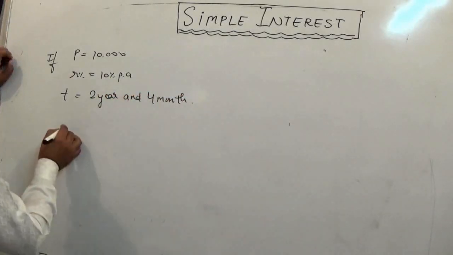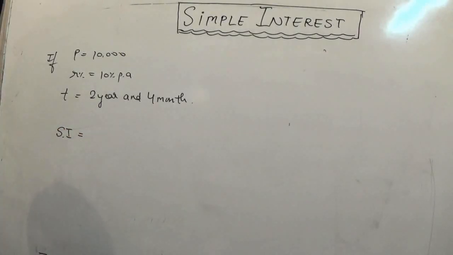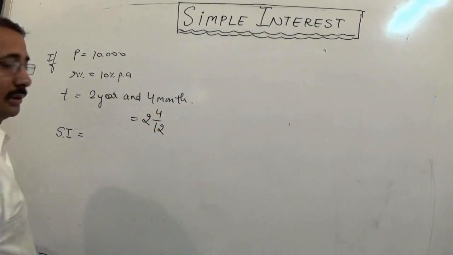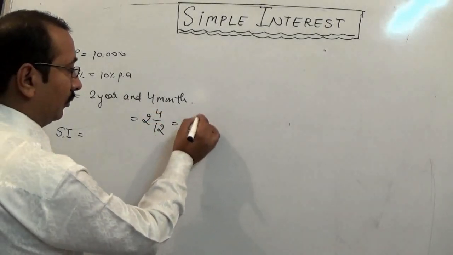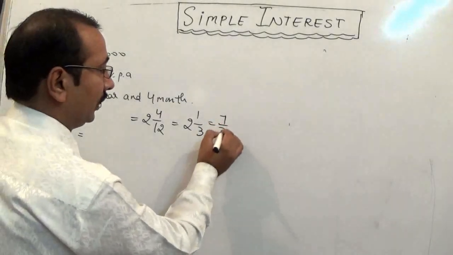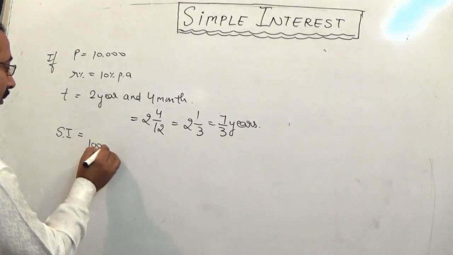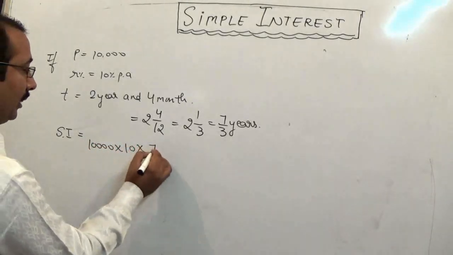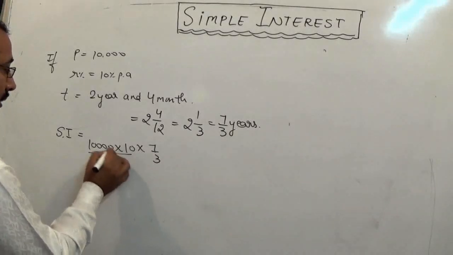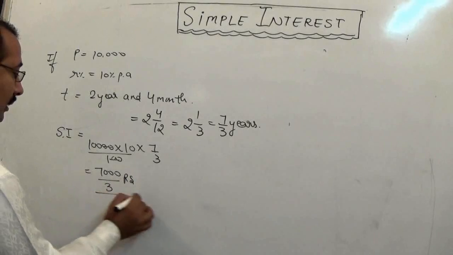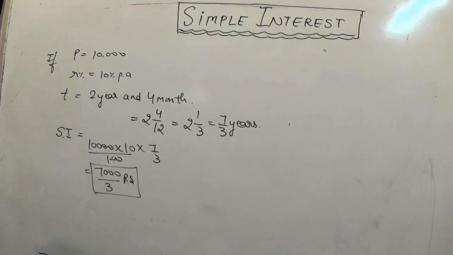So I know that to apply the concept of simple interest, I first have to convert this time into years. I know that 12 months make a year, so 4 months would be taken as 4 upon 12. Now this is converted into years, so that would be 2 and 1 by 3, or I can say 7 upon 3 years. I have to find the simple interest. This would be taken as principal into rate into time upon 100. Just solve it. The answer is 7,000 divided by 3 rupees. That is the simple interest.